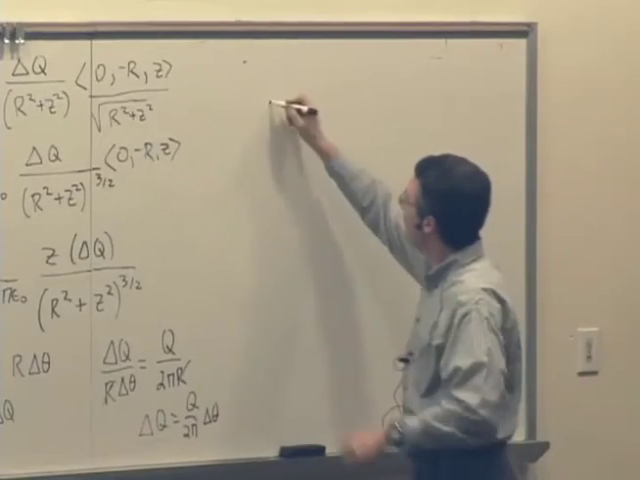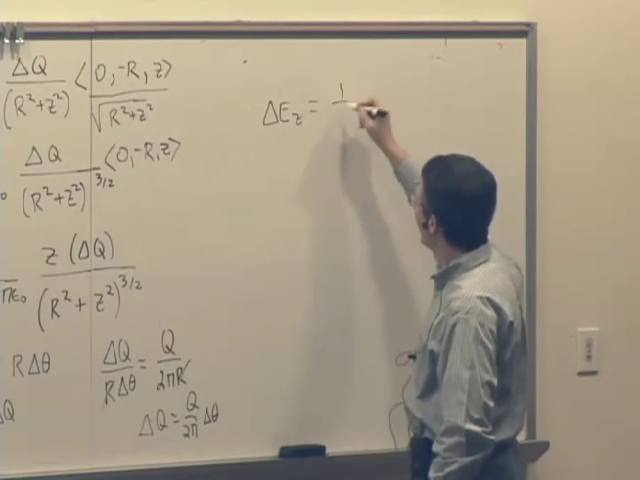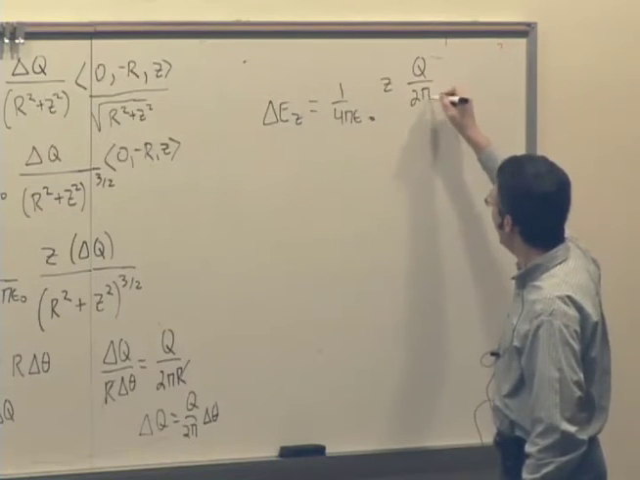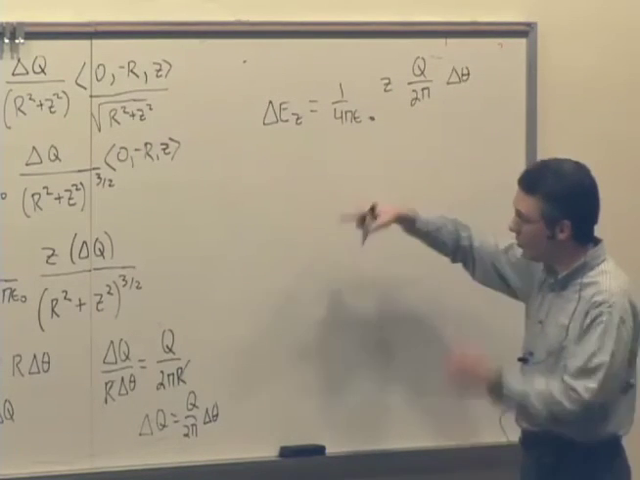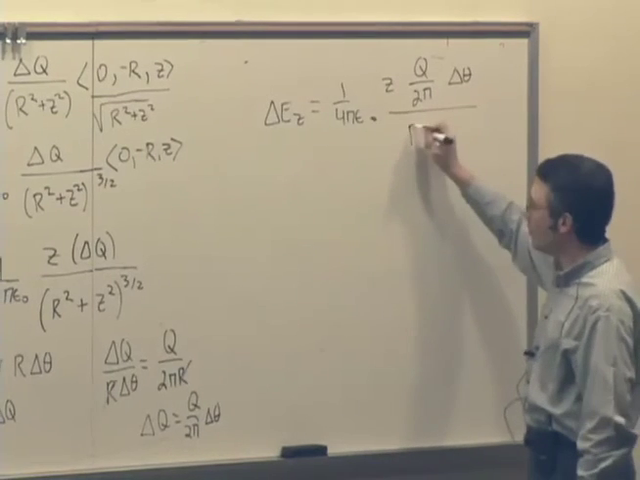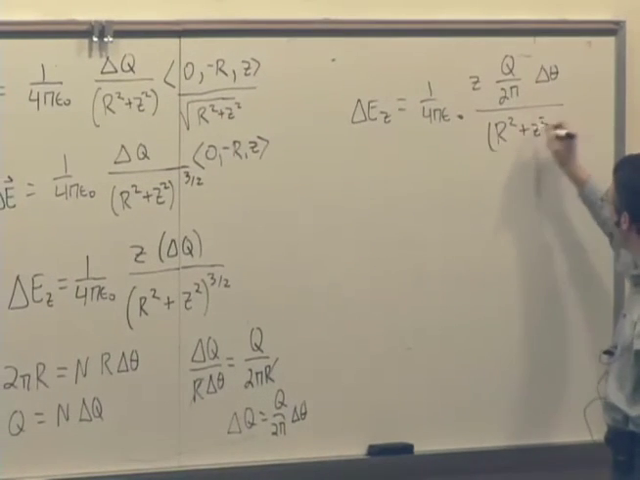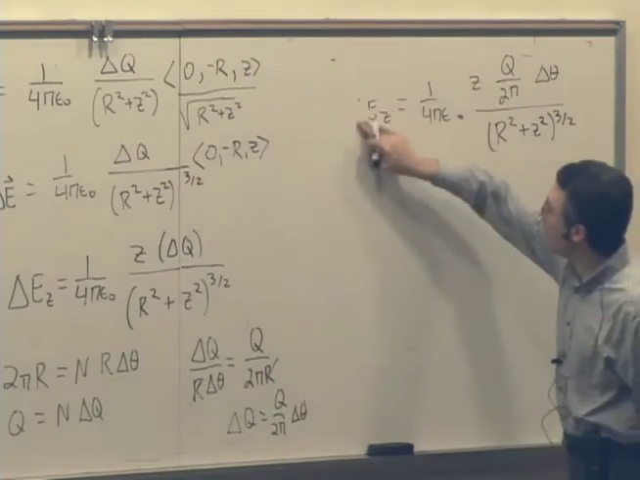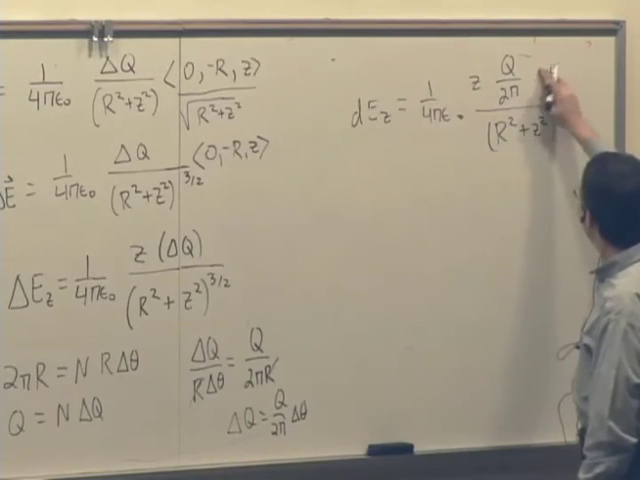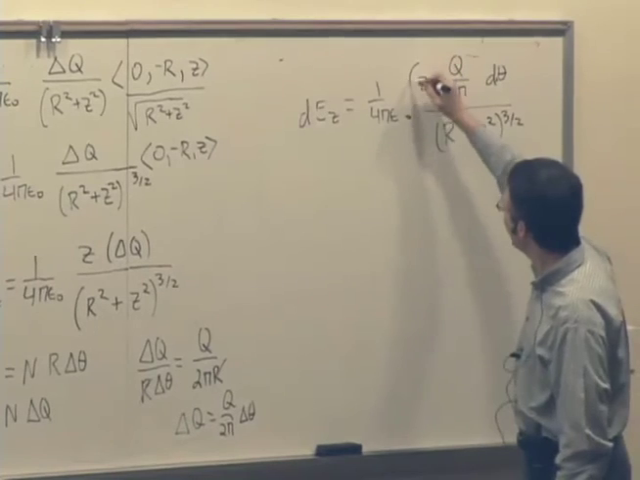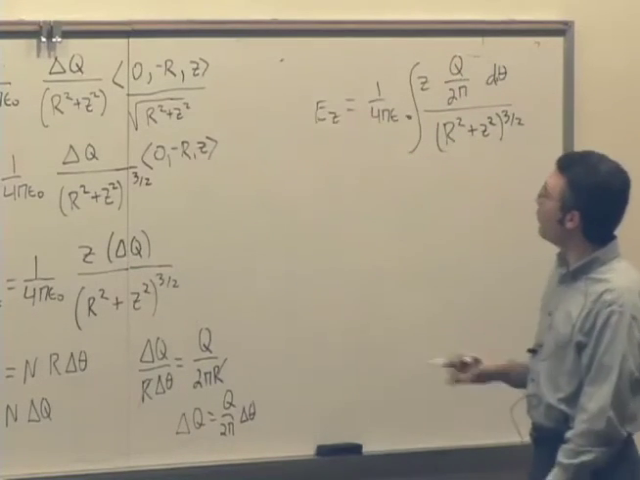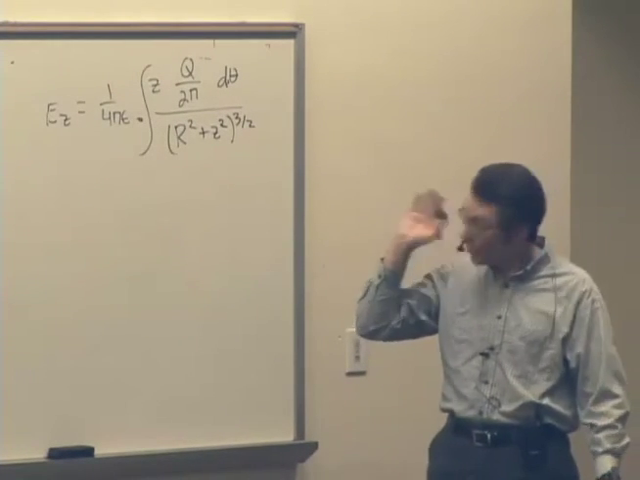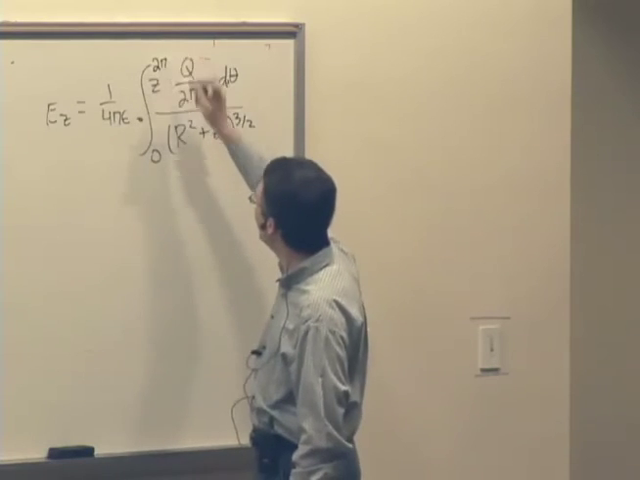We have delta E sub z is equal to 1 over 4 pi epsilon 0 times z times Q over 2 pi times delta theta, just making that substitution, over r squared plus z squared to the 3 halves. Okay? We want to sum this up. We want to turn this into infinitesimals and do an integral. An integral from where to where? From 0 to 2 pi, right? We're summing up over the entire circle. So 0 to 2 pi radians.